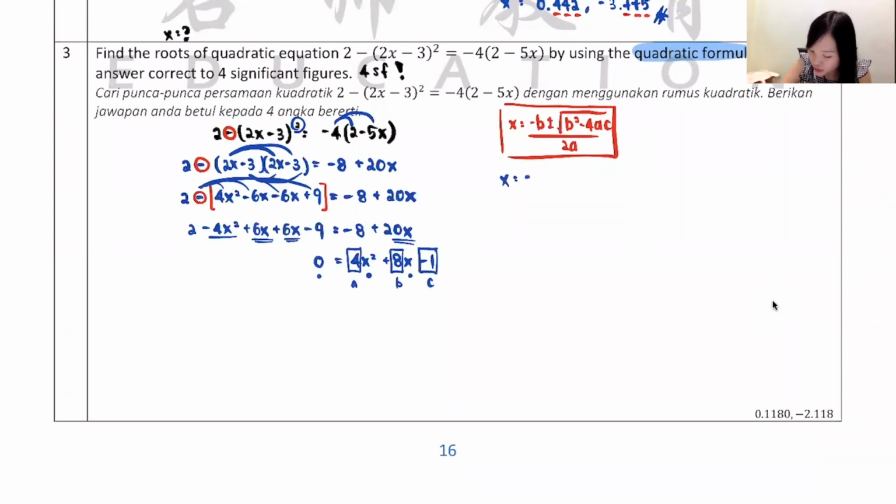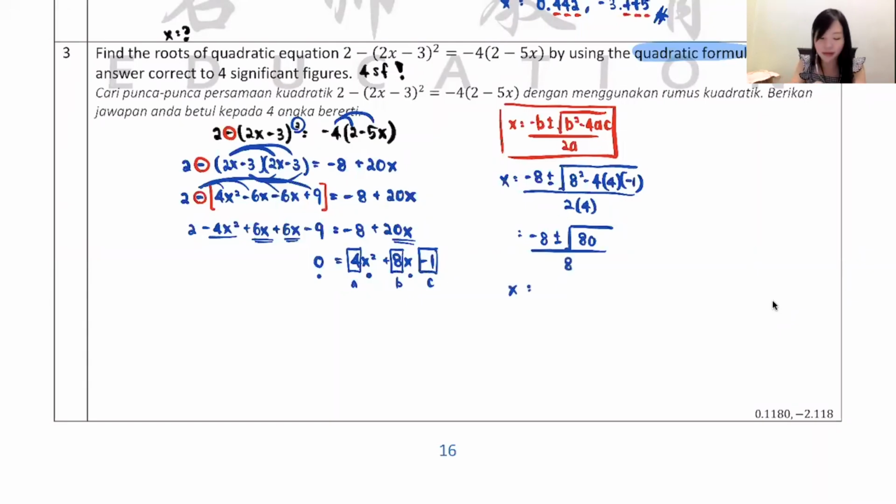So x equals negative b, which is 8, plus minus square root of b squared, 8 squared, minus 4, the a is 4, the c is -1, over 2a. So -8 plus minus square root. I press the square root part: 8 squared minus 4 bracket -1. Inside my square root will be 80, over 8.